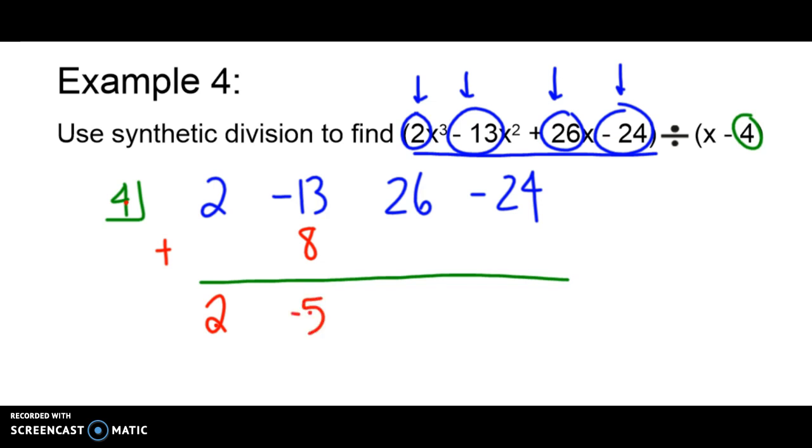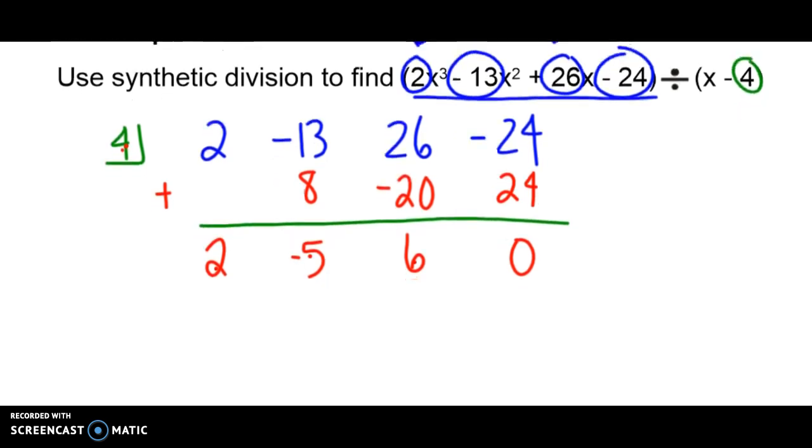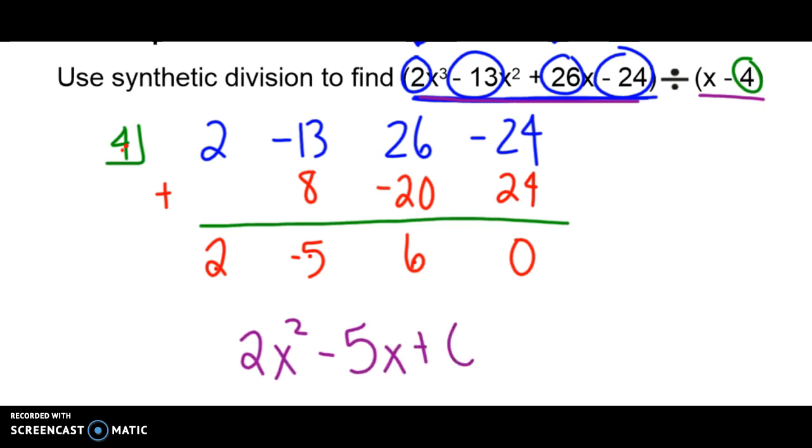Now I take 4 times negative 5, and I get negative 20. 26 plus negative 20 is going to be a positive 6. 4 times 6 is going to be a positive 24, and I have a remainder of 0. So that means, and this is the cool part, that if I'm dividing this whole thing right here, 2x to the third minus 13x squared plus 26x minus 24 by x minus 4, what it ends up being is 2x squared minus 5x plus 6.